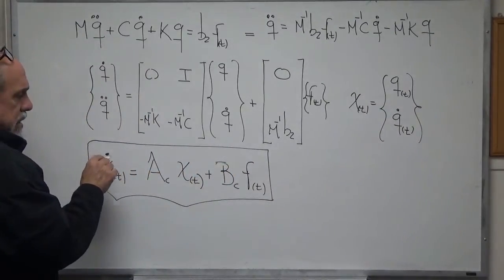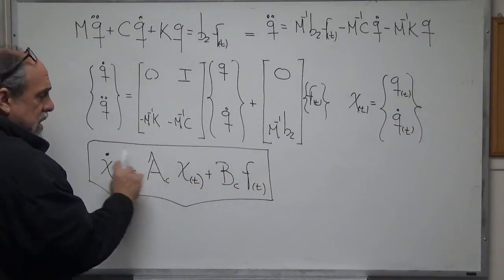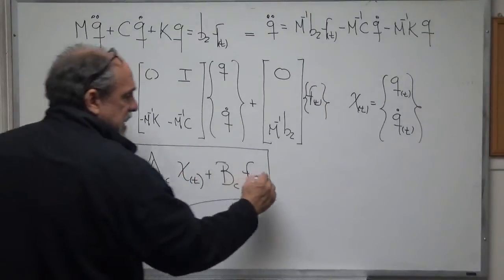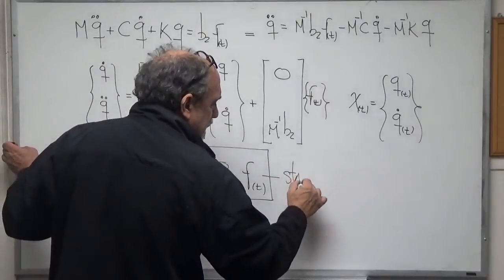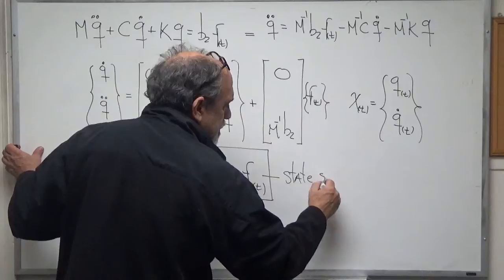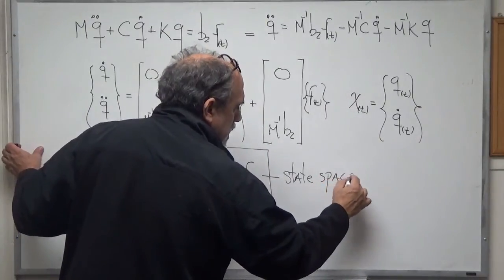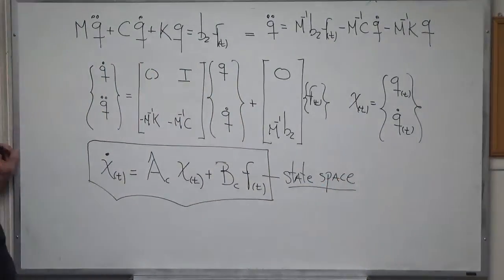And this equation right here has no more information than the original, but has only one derivative, right? X dot is related to x. There are no two derivatives here. This is the state space formulation of the equations of motion.